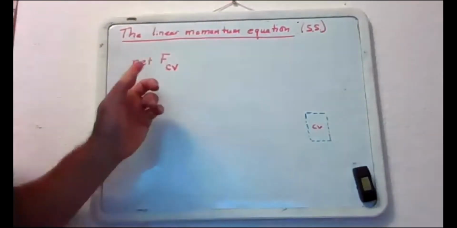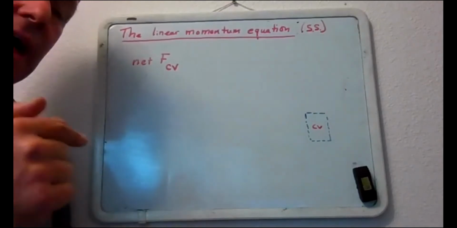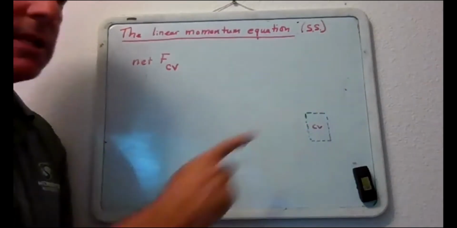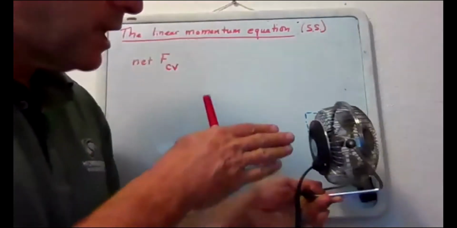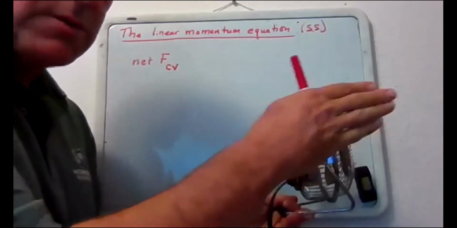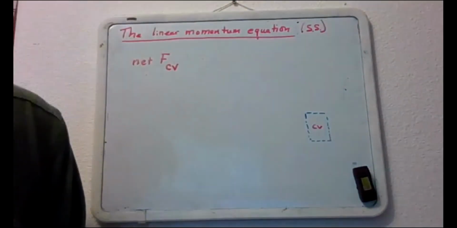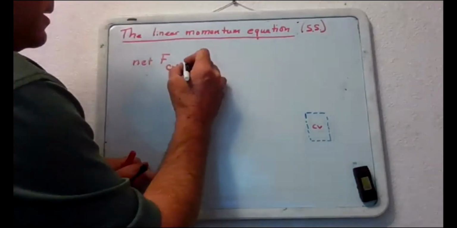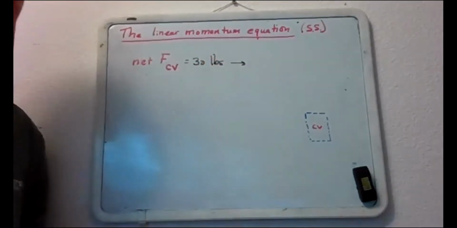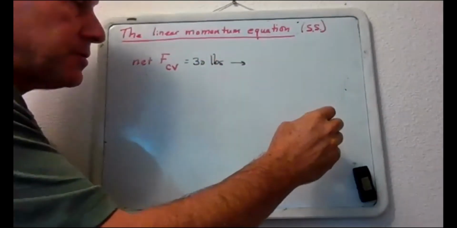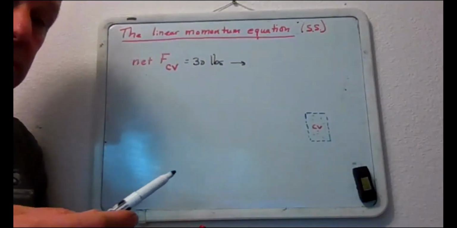The net force on the control volume, many times it's useful to say, hey, that's the force on the fluid inside the control volume. So in a case like this, when this fan is running, of course, there's always fluid in and always fluid out. So when we actually compute the net force on the control volume, let's say it turns out to be 30 pounds to the right, okay? That's the force on the fluid molecules in the control volume at any instant.